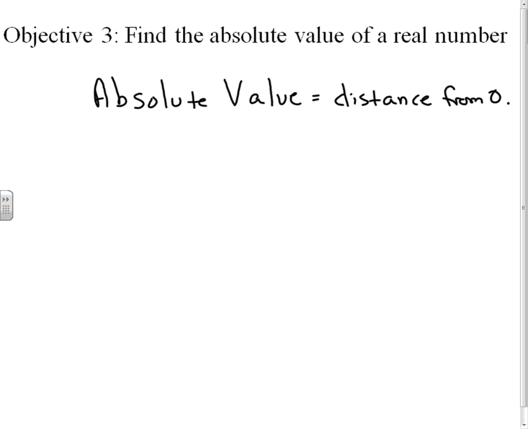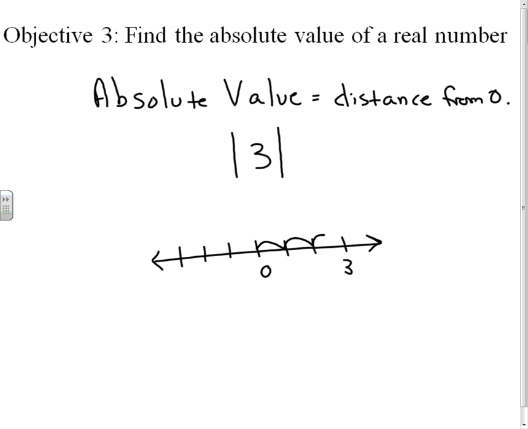So when I say the absolute value of 3, I'm really talking about how far away 3 is from 0. If we draw a number line, we put 0 in the middle, and we put 3 over here. 0 and 3 are 3 units away from each other. Let's count them. 1, 2, 3. So the absolute value of 3 equals 3.